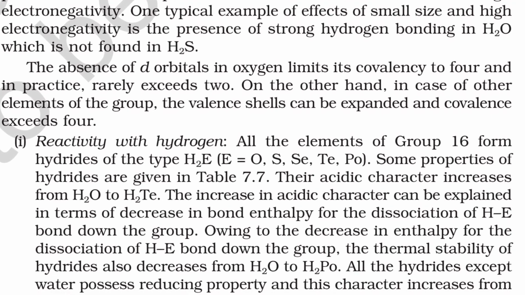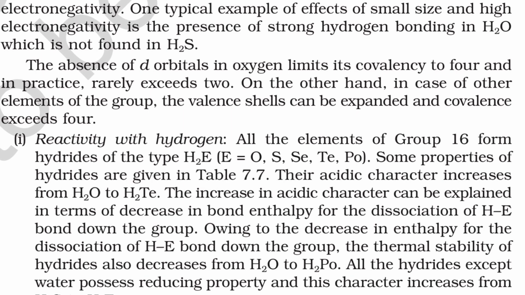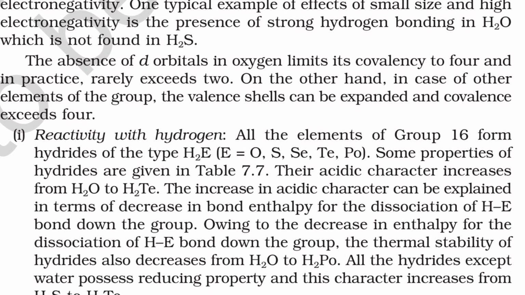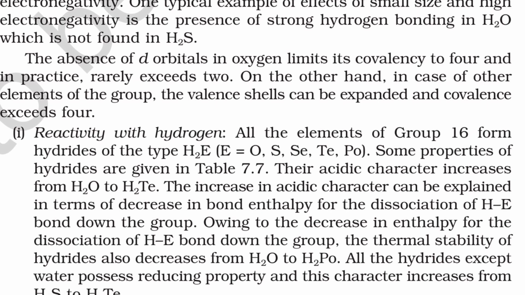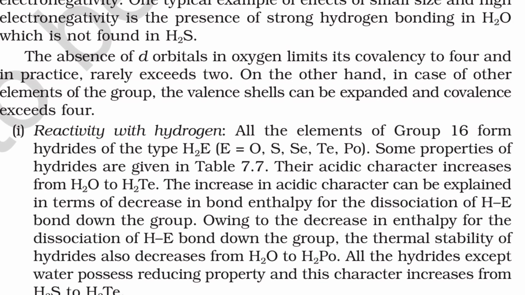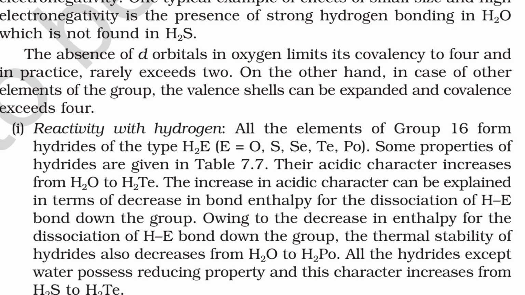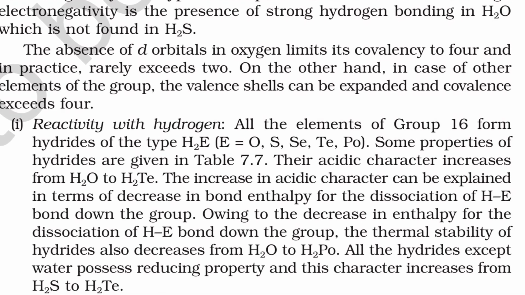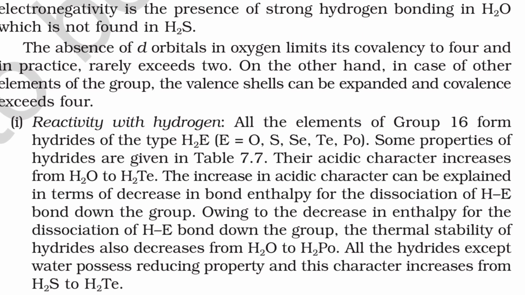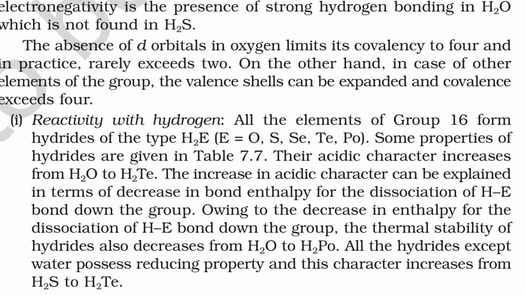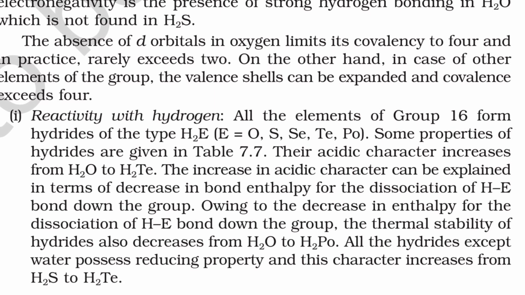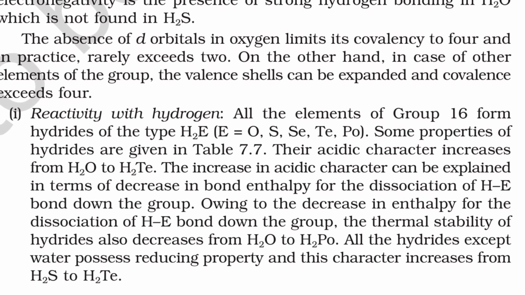Reactivity with hydrogen. All the elements of group 16 form hydrides of the type H2E. Oxygen, sulfur, selenium, tellurium, polonium is given by E. Some properties of hydrides are given in table 7.7. Their acidic character increases from water to H2Te. First point: the increase in acidic character can be explained in terms of decrease in bond enthalpy for the dissociation of H-E bond down the group. So bond enthalpy decreases, acidic character increases.